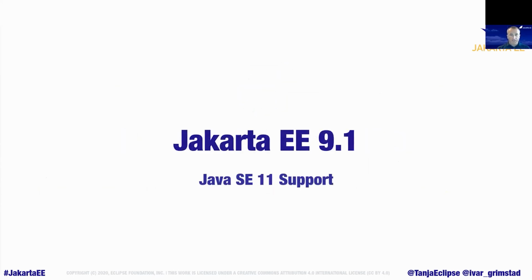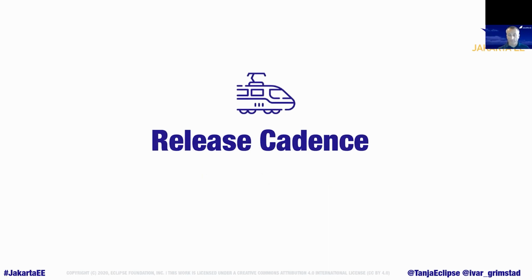So we want to, pretty soon after EE9, release a 9.1 release with Java SE11 support. This dot release of Jakarta EE is something new. We haven't done that before. But in this case, it makes sense rather than waiting for a Jakarta EE10, or even releasing a Jakarta EE10 which is Jakarta EE9 with 11 support. It makes sense to do the 11 support there on 9.1.